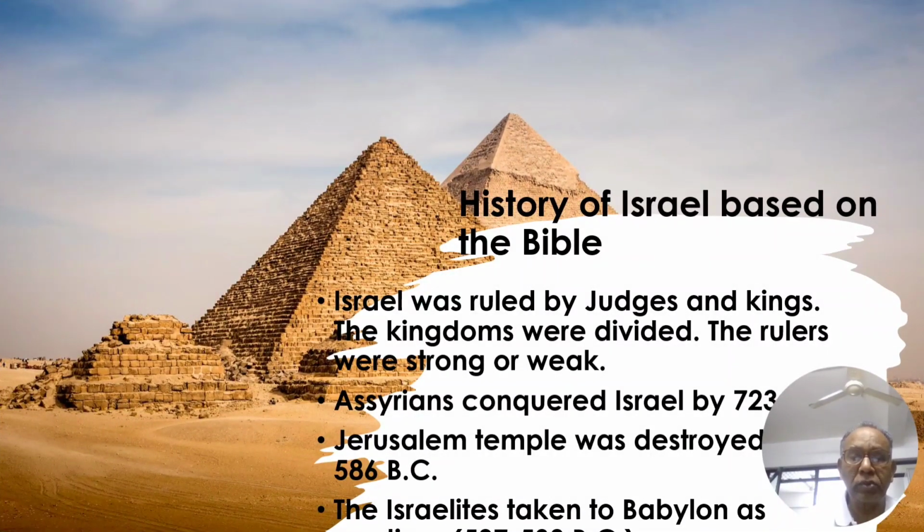History of Israel based on the Bible. Israel was ruled by judges and kings. The kingdoms were divided. The rulers were sometimes strong, sometimes weak. Assyrians conquered Israel in 723. Jerusalem temple was destroyed by 586 BC. The Israelites were taken to Babylon as captives between 587 and 538 BC.